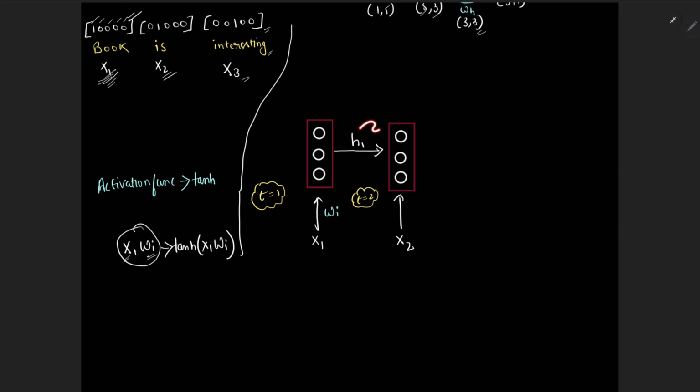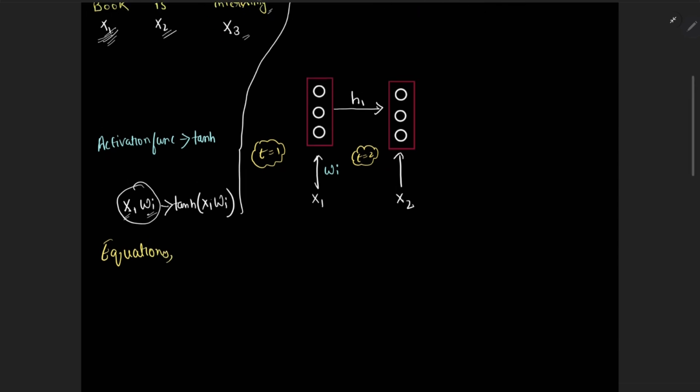So what will be the equation for this h1 which we are going to pass? Let me write the equations. The h1 will be tanh of x1 wi plus a bias, because we are dealing with neurons, and in neurons we have some biases. So this will be a bias b. This will be the equation for h1.